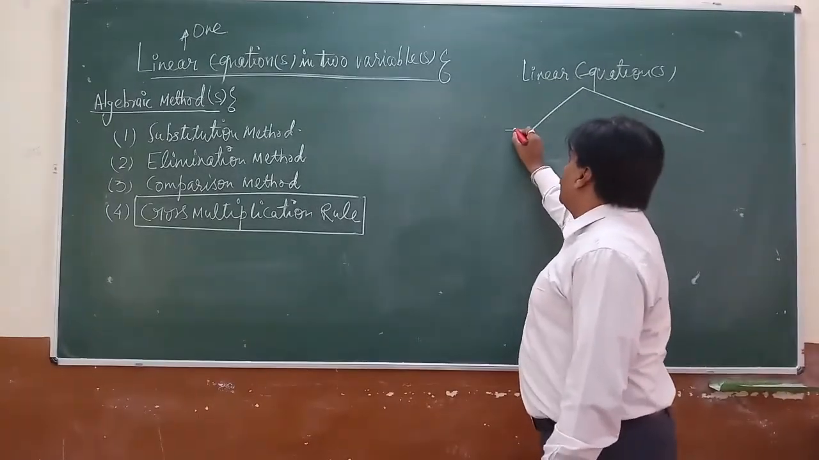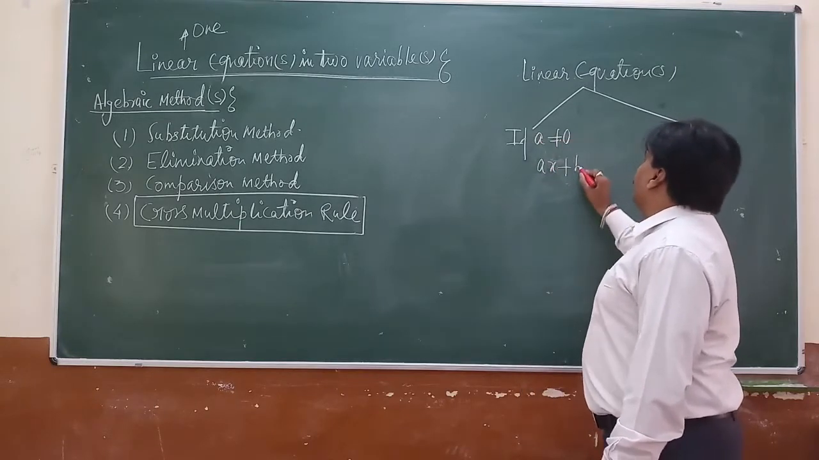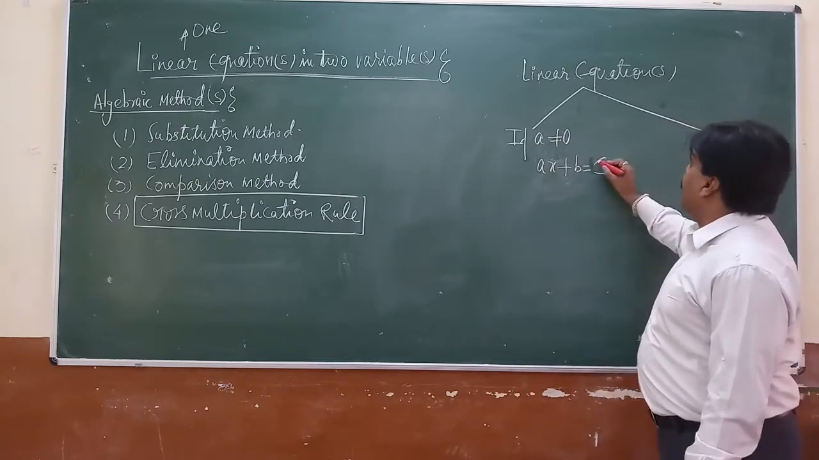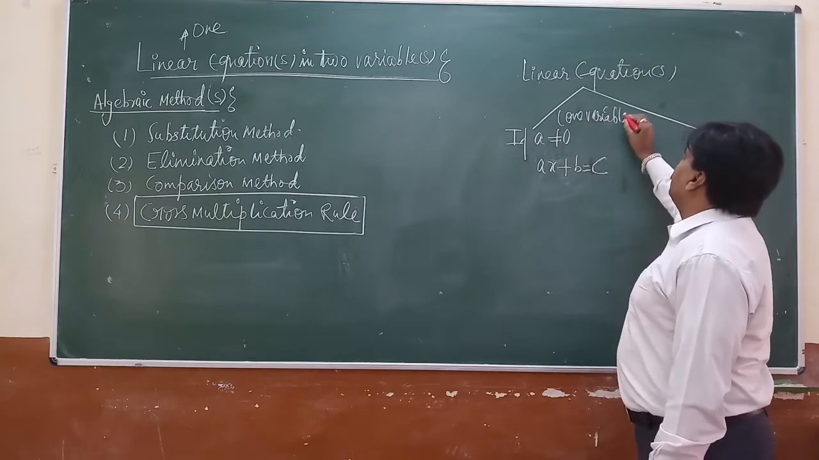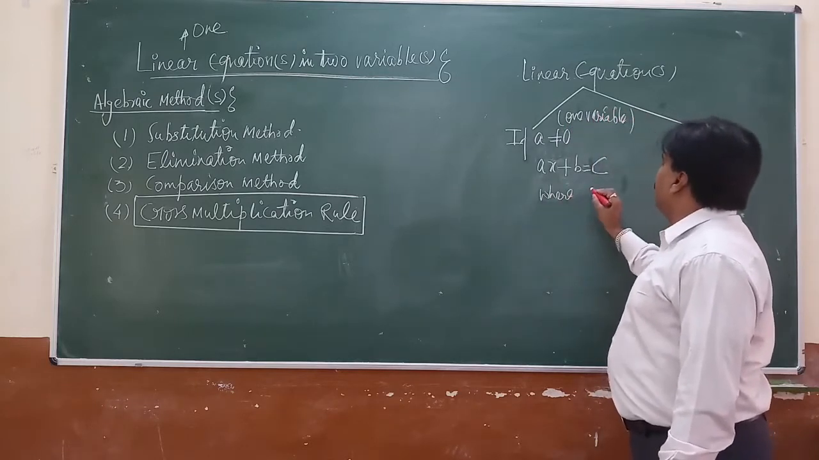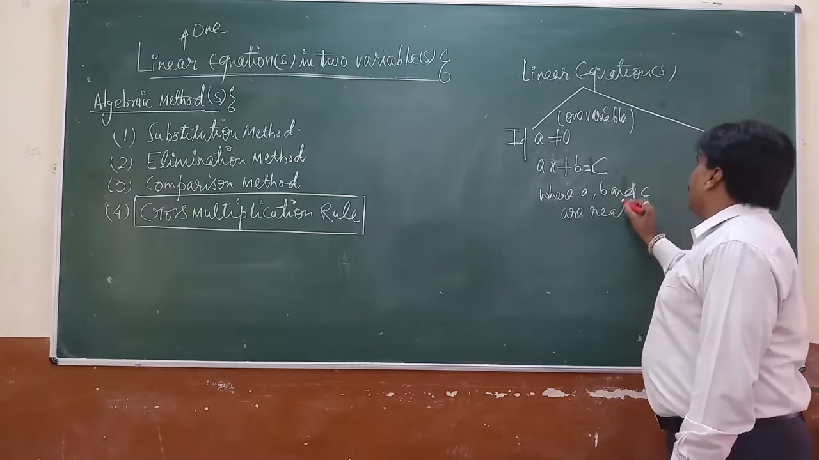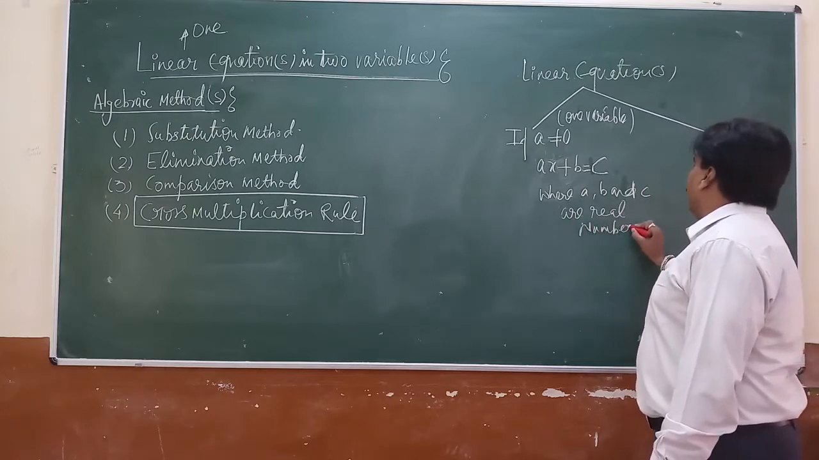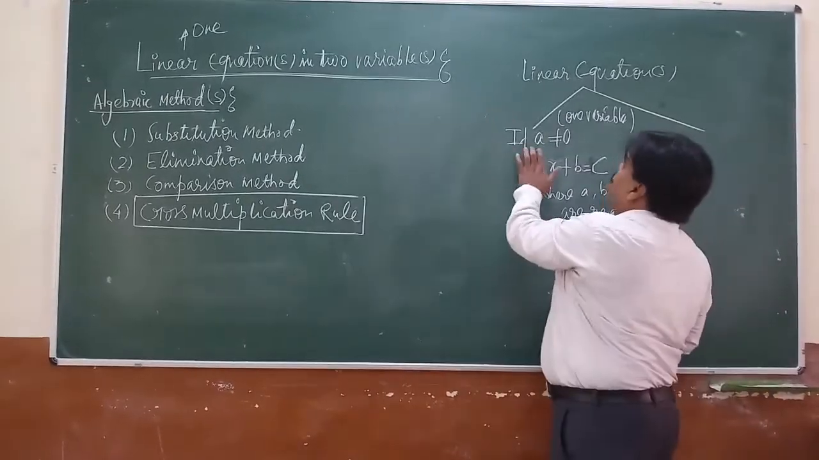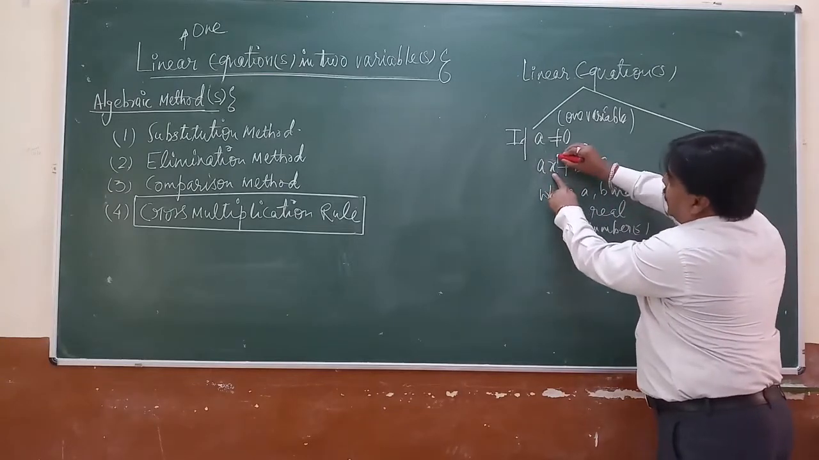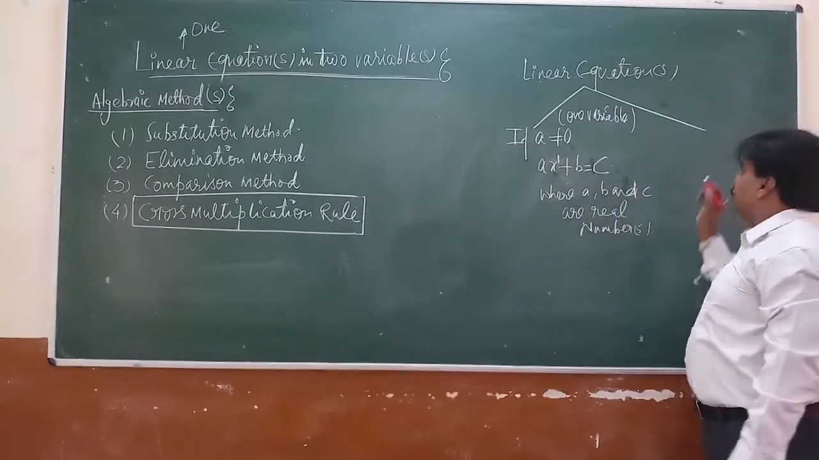The general form, the standard form: if a is not equal to 0, then ax plus b is equal to c is a linear equation of one variable, where a, b and c are real numbers. Here x is the one variable. To be linear, as you already know, the degree of the equation must be 1. So here the exponent of x is 1. So this is the linear equation of one variable, and a, b, c are real numbers.